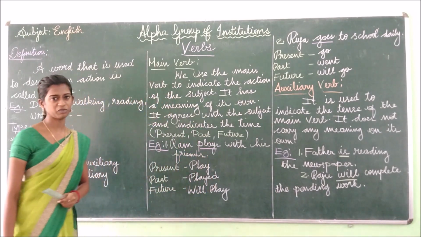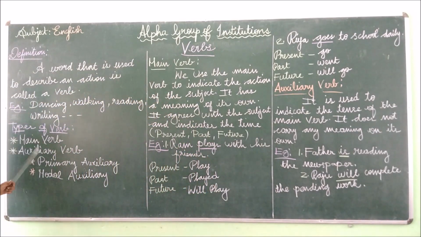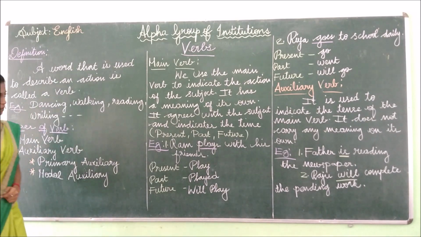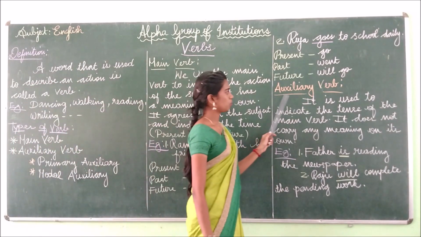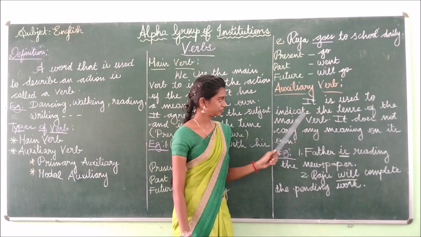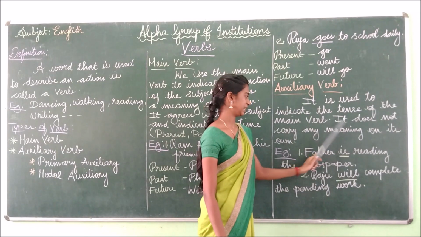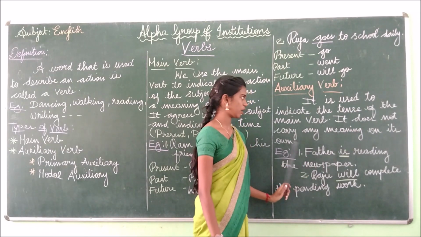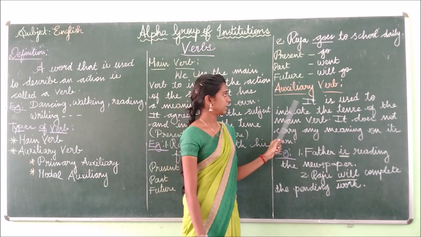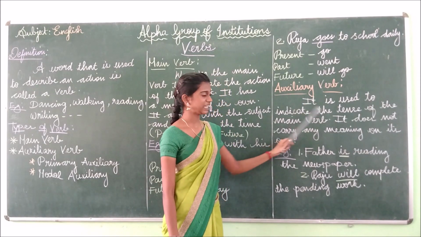So, what is the second type we are going to see now? We have already seen the main verb, and the next one is the auxiliary verb. So, what is meant by auxiliary verb? It is used to indicate the tense of the main verb. It does not carry any meaning on its own. So, likewise, this auxiliary verb also indicates the tense.